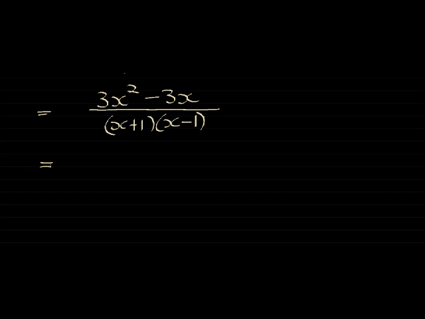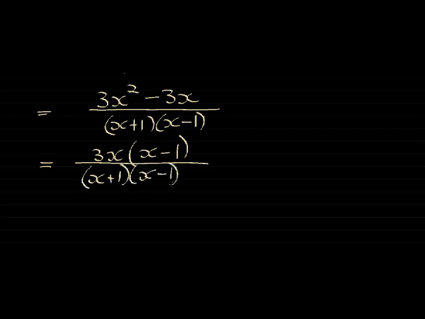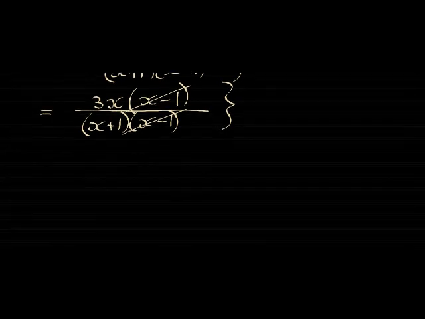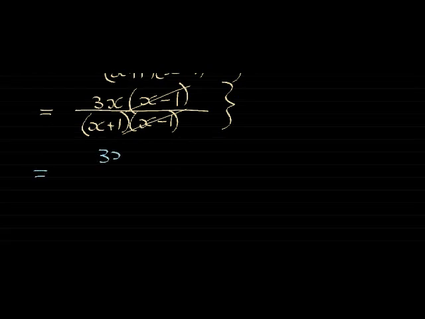Okay, and now what I'm going to do is take out a common factor. Let's see if we can take out a common factor in the numerator. I can take out a 3x out of the numerator, and I'm left with x minus 1 over x plus 1, x minus 1. And here you can see, I can cancel. I can cancel because I don't have terms anymore. I still had terms in the previous step, but now I don't have terms anymore in the numerator and denominator. I have factors. So my final answer is a lovely 3x over, all that's left in the denominator is the x plus 1 in a bracket, but the bracket is not necessary anymore.